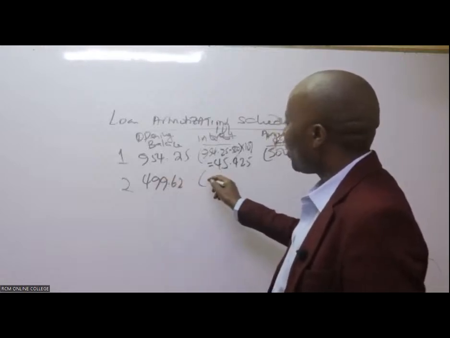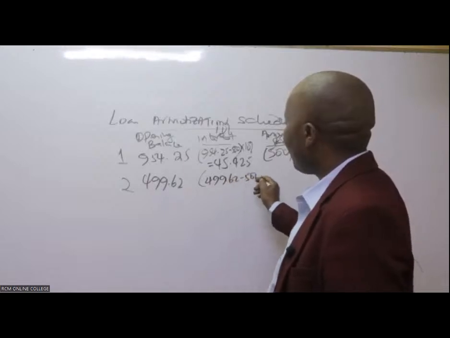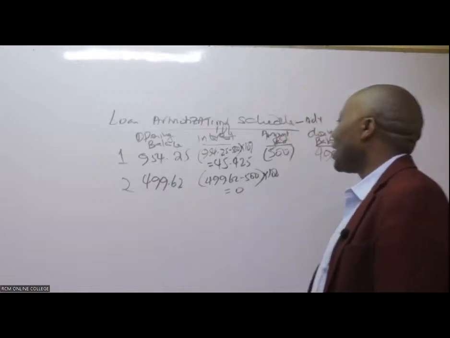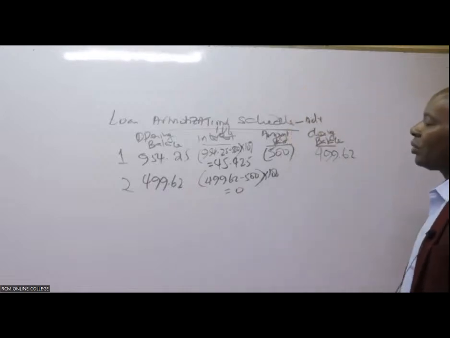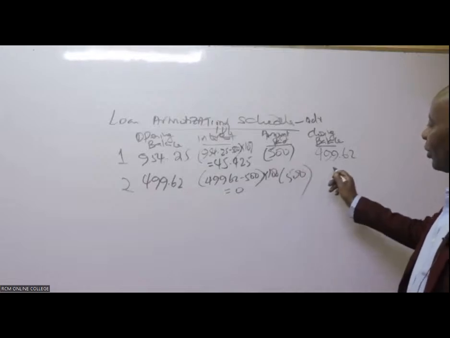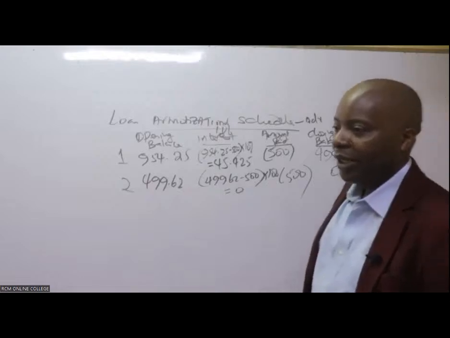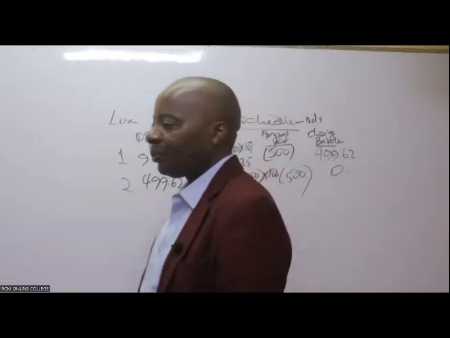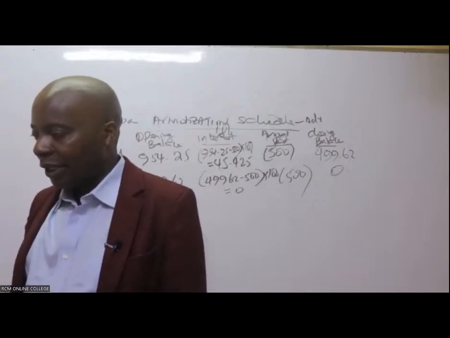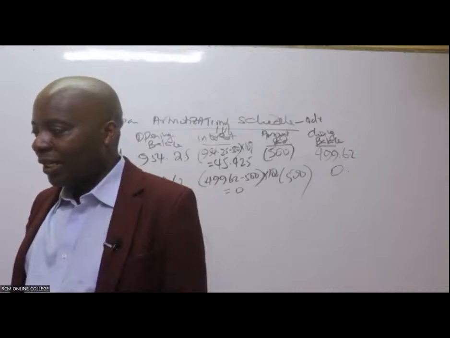But because you can't have negative interest, for 499.62 minus 500 times 10%, please book this as 0. The amount you are going to pay here is 500. So this is amortizing to 0. It's amortizing to 0. So, ladies and gentlemen, that is it.